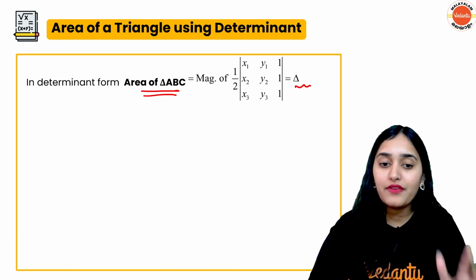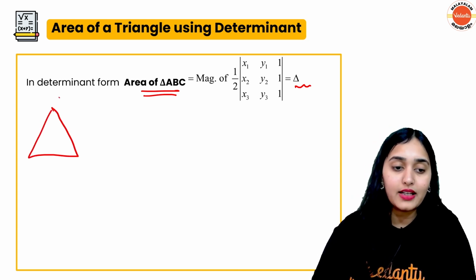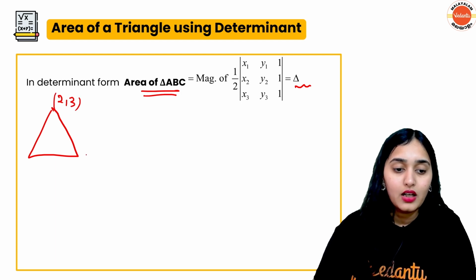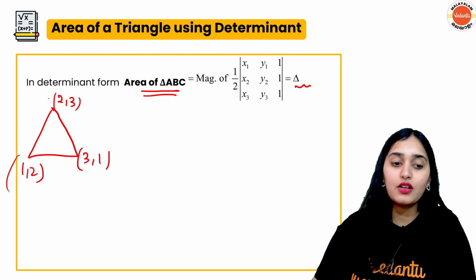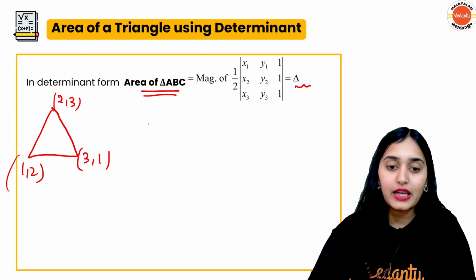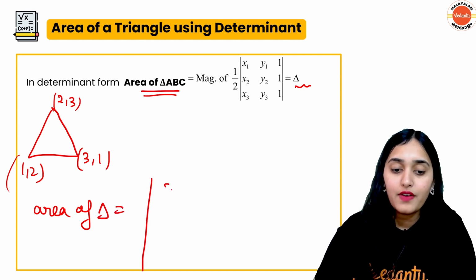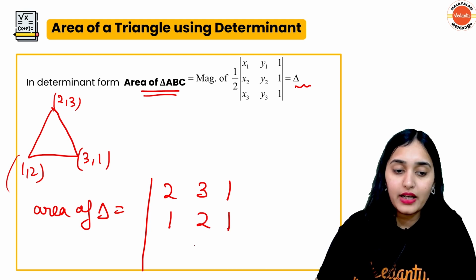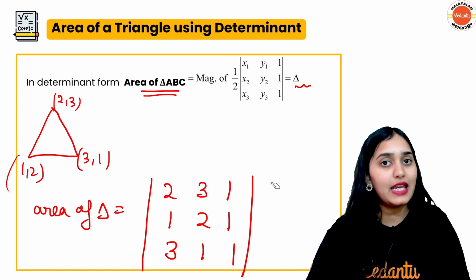Okay. How can you find the area of a triangle? Suppose your triangle is given like this: 2, 3, 3, 1 and 1, 2. So how will you find the area of the triangle? Area of the triangle will be the determinant of 2, 3, 1, 1, 2, 1 and 3, 1, 1. Just find the determinant of this matrix and you will get the area of the triangle.